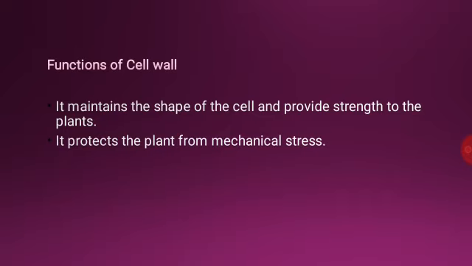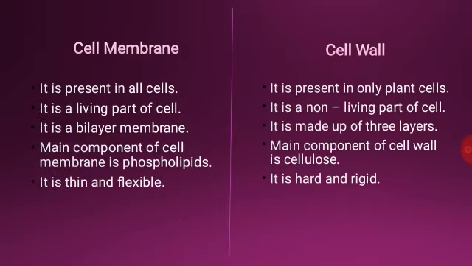Now let us study the difference between cell membrane and cell wall. Number 1, cell membrane is present in all cells, whereas cell wall is present in plant cells only. 2. Cell membrane is living part of the cell and cell wall is non-living part of the cell.